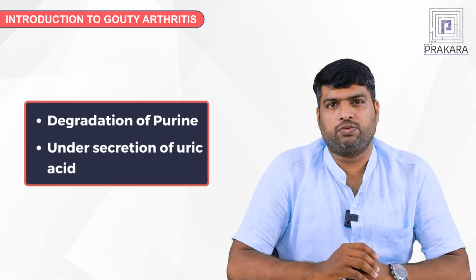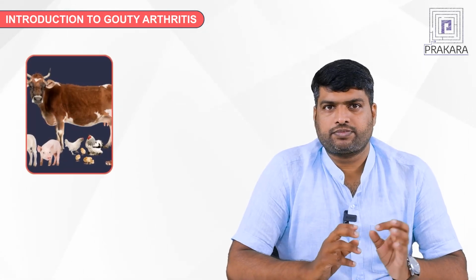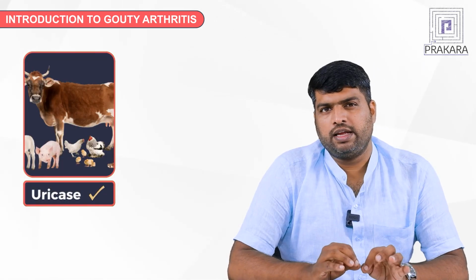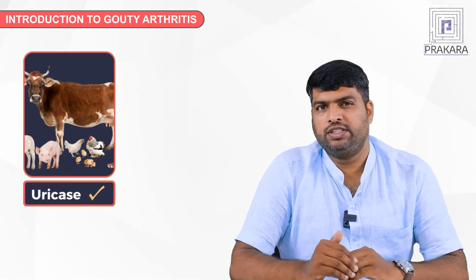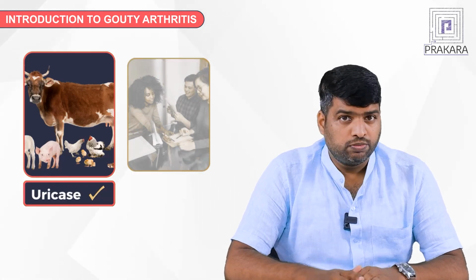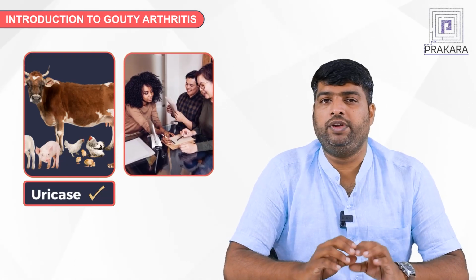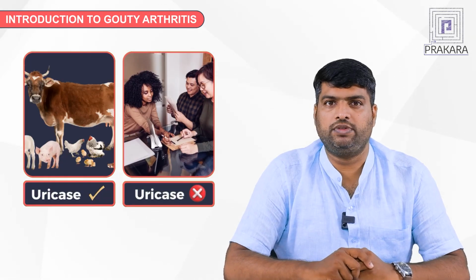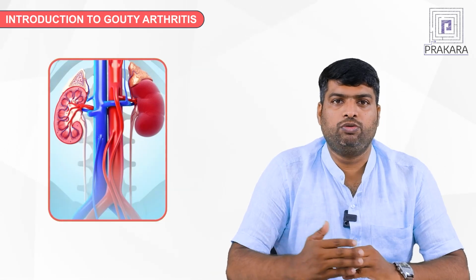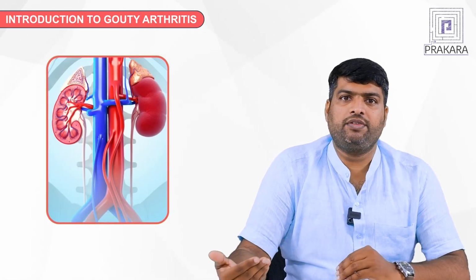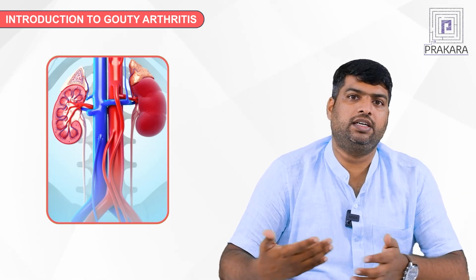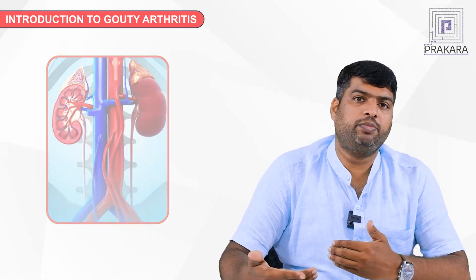What do we need to understand here? Animals have an enzyme called uricase, which breaks down uric acid into a simple form so that it gets excreted from the animal's body. But in human beings, we lack the enzyme uricase. Because of that, the person is totally dependent on the kidney for excretion. So in any person suffering from kidney problems, the uric acid levels start to deposit, and that causes damage.